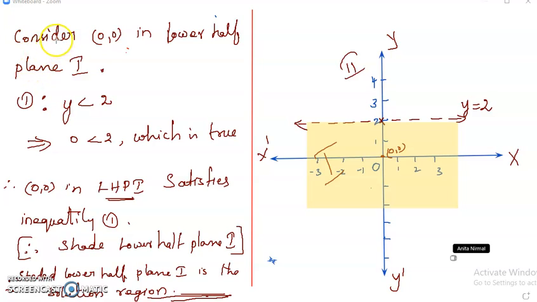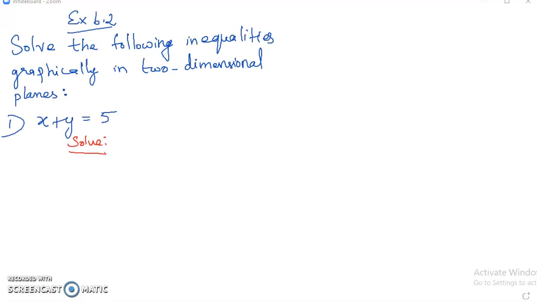So now let's move to the next question, which is from exercise 6.2. Let me write the question. Solve the following inequalities graphically in two-dimensional space. The first inequation is x plus y is less than 5. x plus y is less than 5.